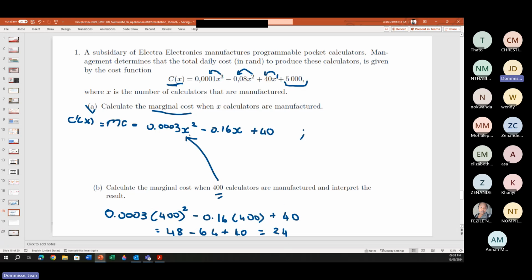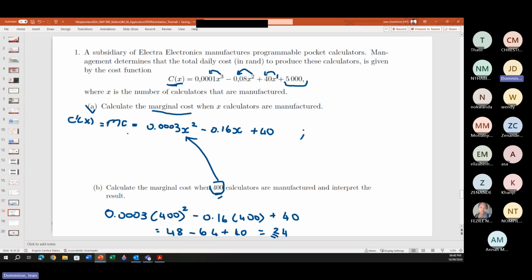Okay, so marginal cost function, and then if we are at 400 calculators, the marginal cost will be equal to 24. What you also just need to be careful about is that one of the options will be if you've put 400 into that formula. So that will be one of your options. So just be very careful.